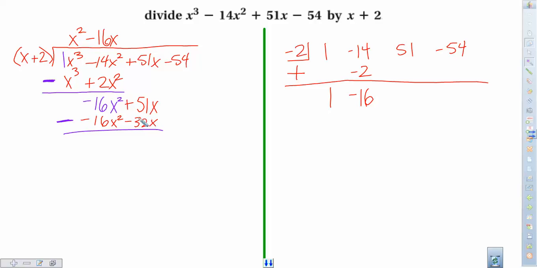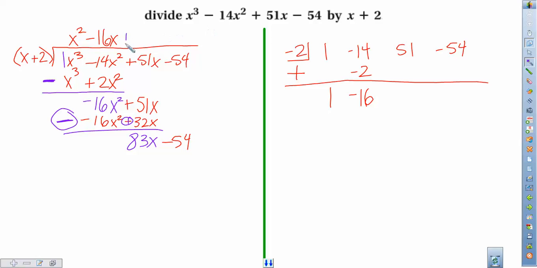And then here's where students get goofed up. Because of this subtraction and then that minus sign, aren't we essentially adding here? So wouldn't that make 83x? Yes? Yes, it would. And then we'd bring down that -54. We'd repeat the process. X times what would give us 83? Well, 83x. Wouldn't we just need a positive 83?